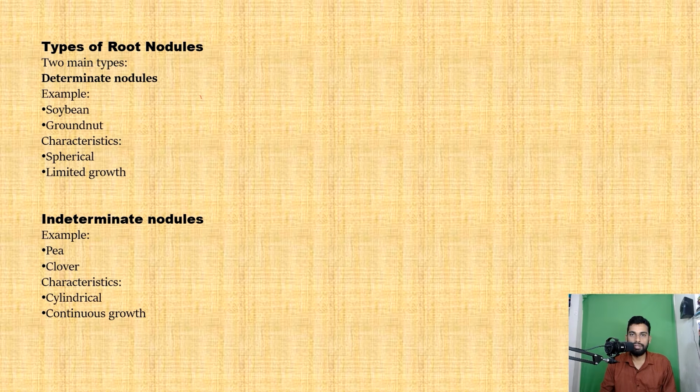Types of root nodules. There are two main types of root nodules: determinate nodules and indeterminate nodules. Determinate root nodules have limitations. They grow until a certain limit and then stop growing. After growing to a certain limit, the meristem zone stops growing. In this type of root nodule, cell division will stop after a certain limit.